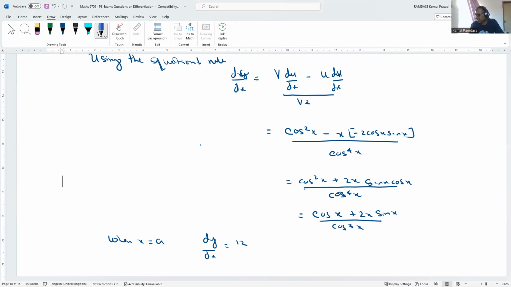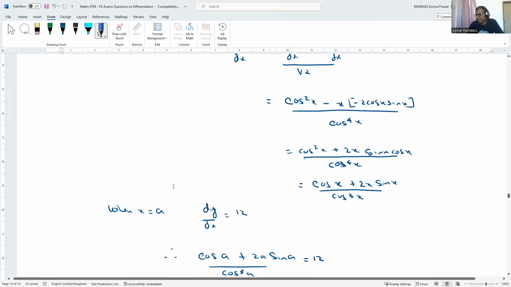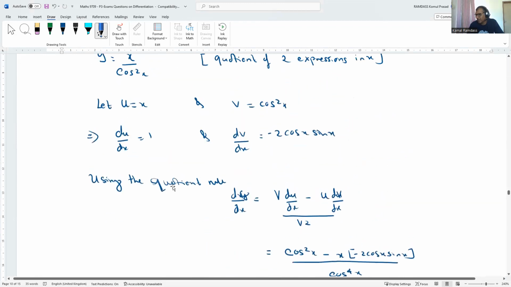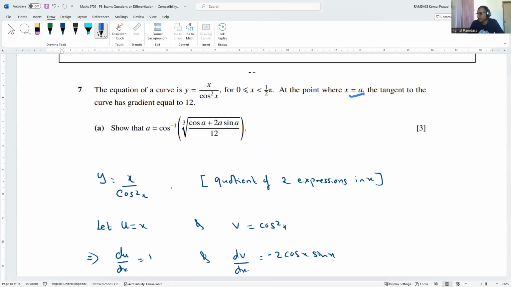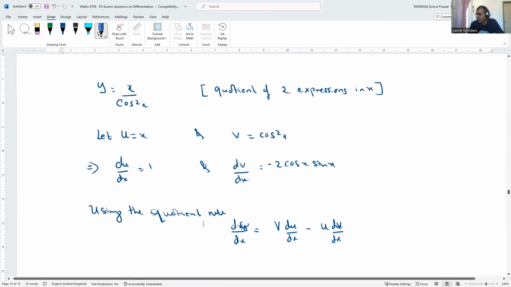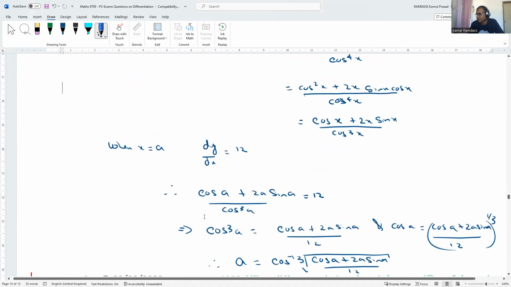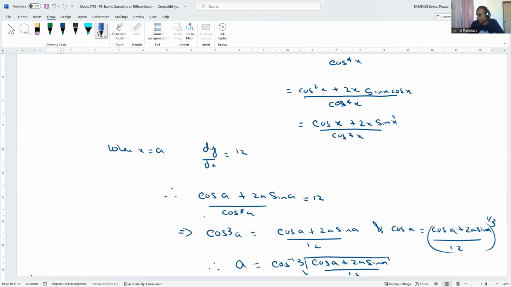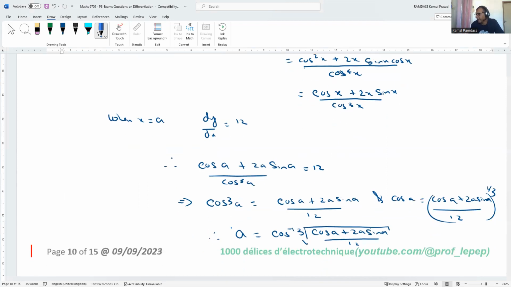Et finally, on coupe cos là, et cos là, on gagne cos square vient cos, et 2x sin de x resté là, divided by cos cube de x. Et quand x est égal à a, dy by dx is equal to 12. C'est ça qui est donné là. When x is equal to a, tangent to the curve has a gradient equal to 12. Et ça veut dire, je remplace x equal to a là-dedans, et je remplace dy by dx by 12. Ça veut dire cos de a plus 2a sin de a divided by cos cube de a is equal to 12.